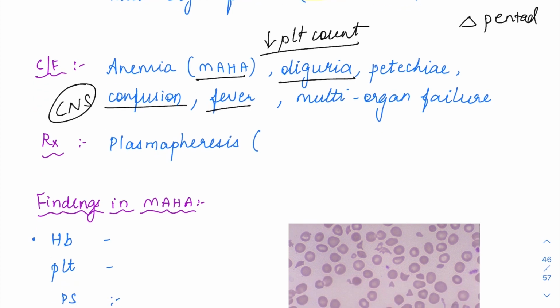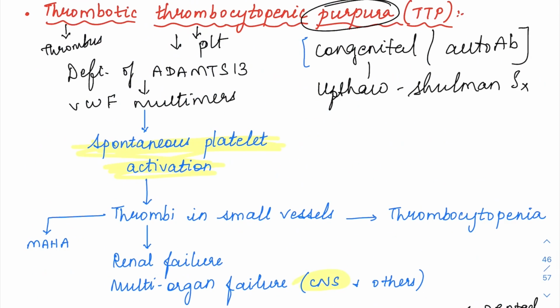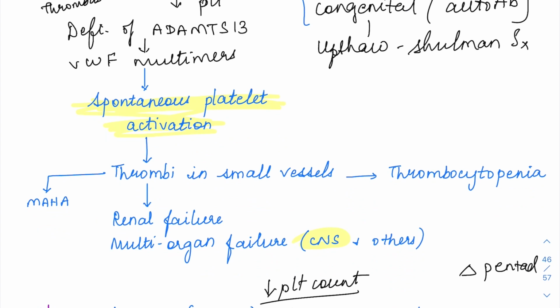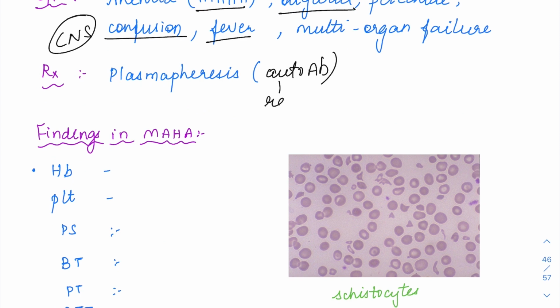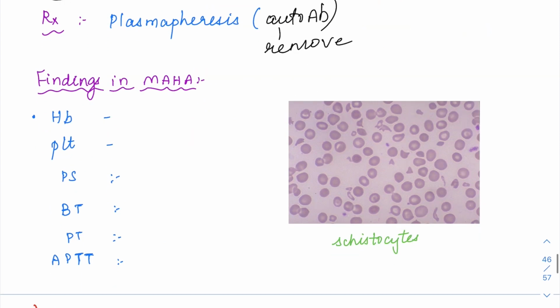So treatment wise, what we do is plasmapheresis, and it can be useful only for autoantibody formation. So here we saw congenital and autoantibody, right? So unless you give ADAMTS13 replenishment, you cannot help the congenital form. So for conditions wherein autoantibodies are formed against this ADAMTS13, you can do a plasmapheresis to remove the autoantibodies.